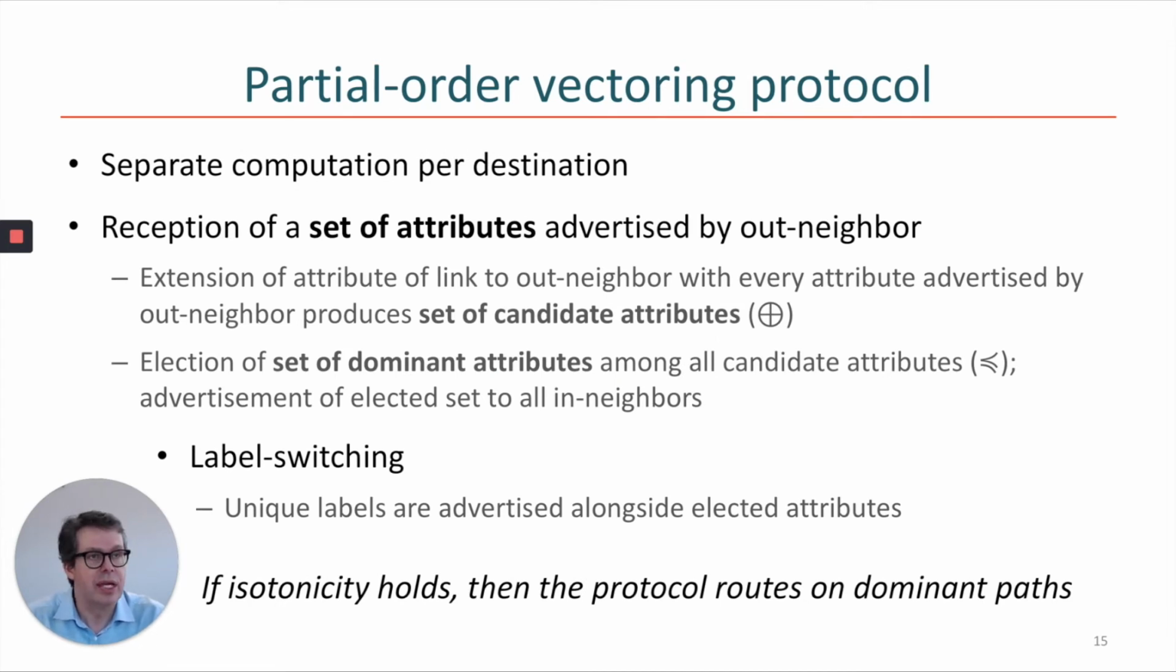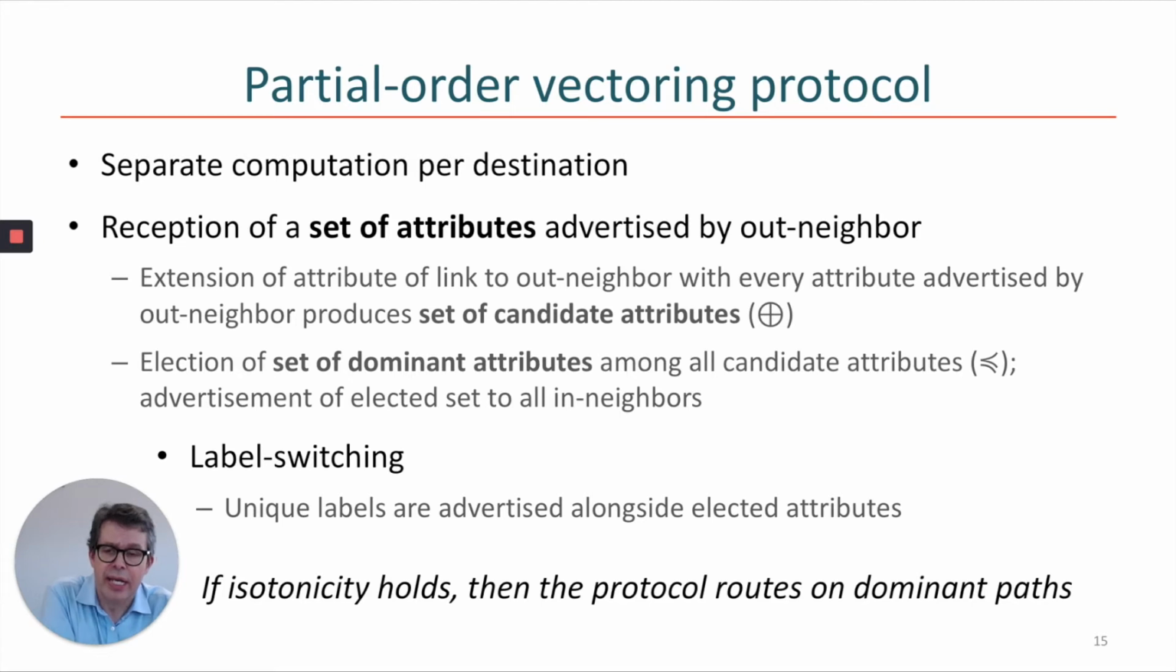The second idea is to design a partial order vectoring protocol that operates with sets of attributes rather than with single attributes. Nodes extend, elect, and advertise sets of attributes rather than single attributes. Whenever a node receives a set of attributes from a neighbor, it extends the attribute of the link to the neighbor with each of the attributes advertised by the neighbor, thereby obtaining a set of candidate attributes. Then it performs the election of the dominant attributes among its candidates. And if the election shows some change, the elected attributes are advertised to neighbors.